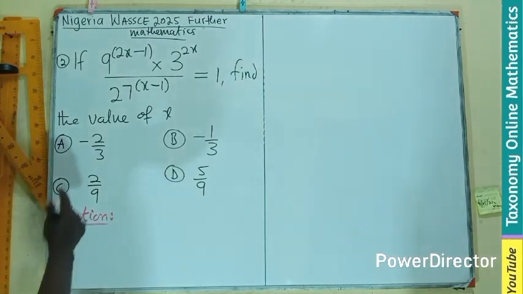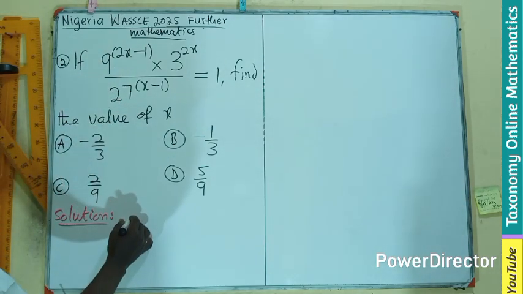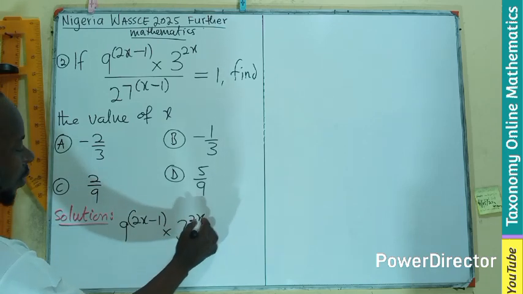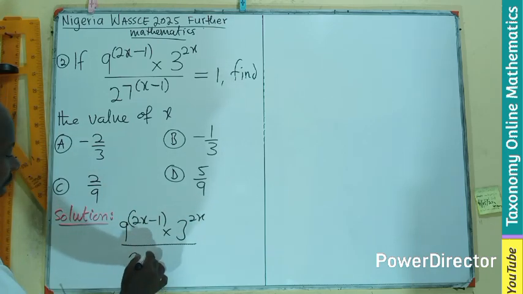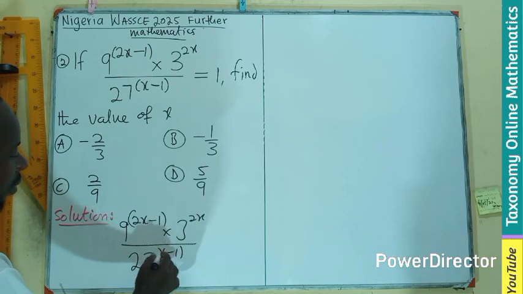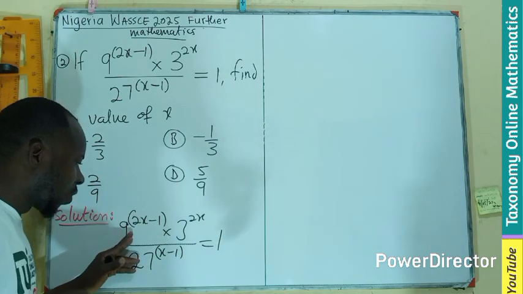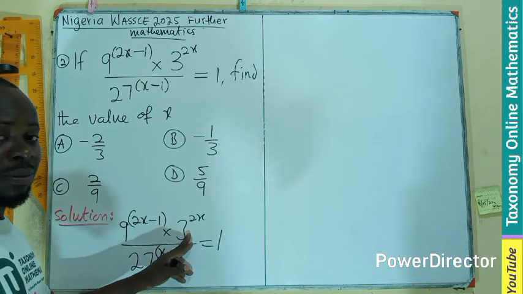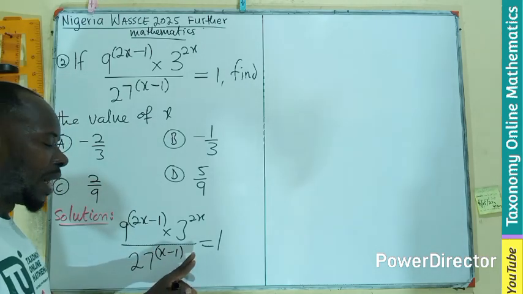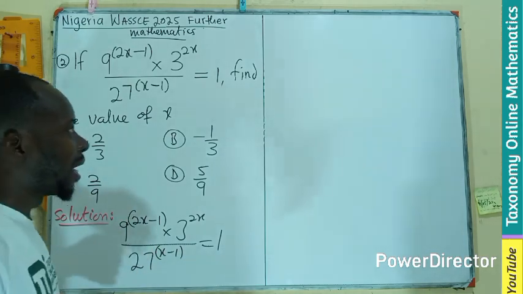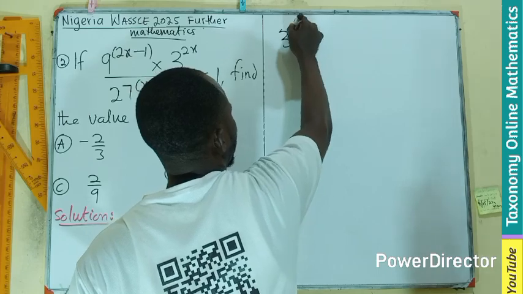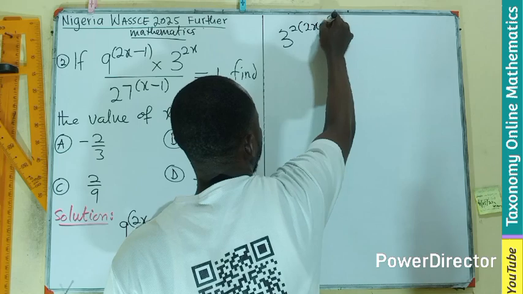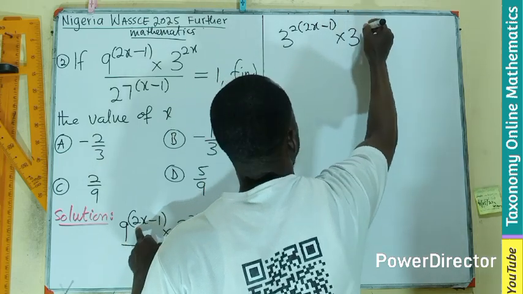So if I am dealing with this as 9 exponent 2x minus 1 times 3 exponent 2x, all divided by 27 exponent x minus 1 equals 1, what I need is to write all these bases in the smallest one, which is the base of 3. So 3 times 3 gives me 9. 3 times 3 times 3 gives me 27. So I break them down to have 3 exponent 2 representing the 9. Then the 9 already has a power of 2x minus 1, times 3 exponent of 2x.